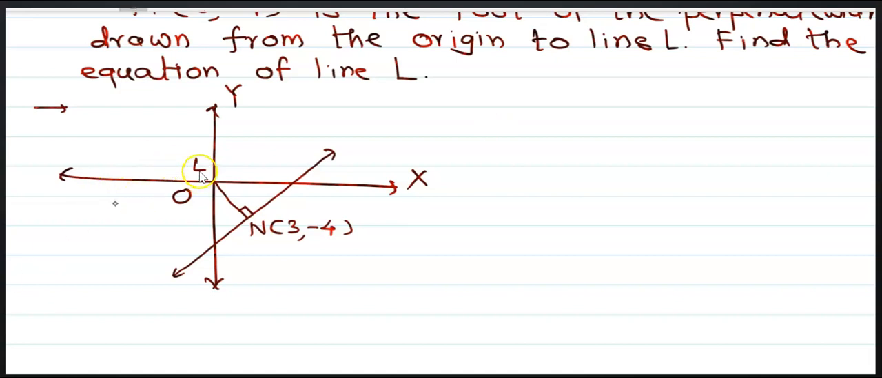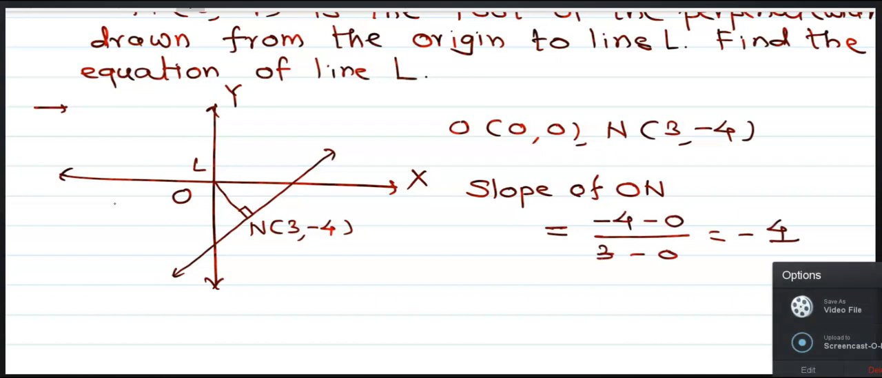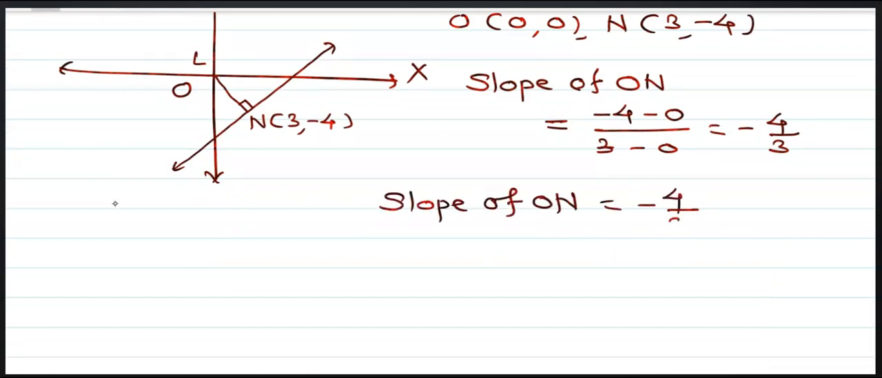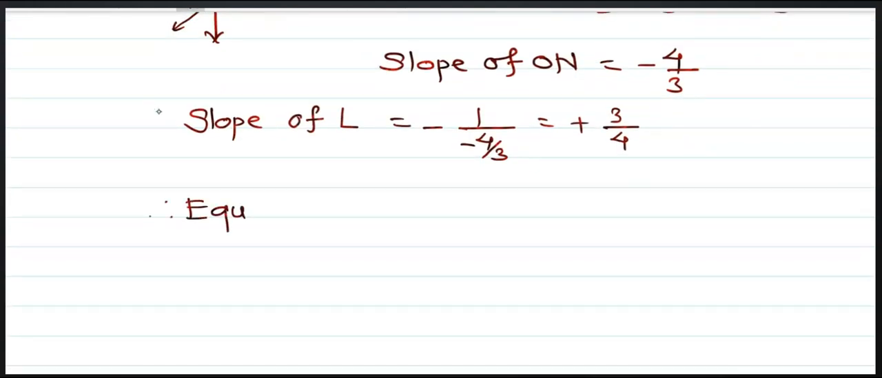Therefore, first find the slope from this geometry. Now by mistake here is written L; O must be here. The coordinate of N is (3, minus 4). The slope of ON is the difference of y coordinates upon the difference of x coordinates, minus 4 minus 0 upon 3 minus 0, that is minus 4 upon 3. Therefore, the slope of ON is minus 4 upon 3. Now the slope of the line L is minus 1 upon minus 4 upon 3, which is 3 by 4.